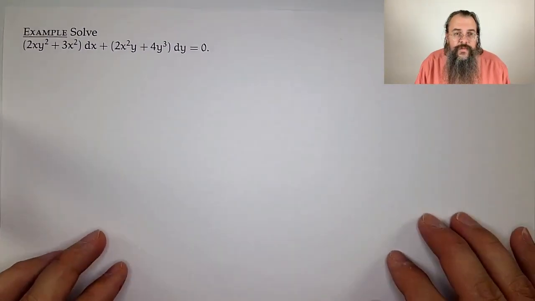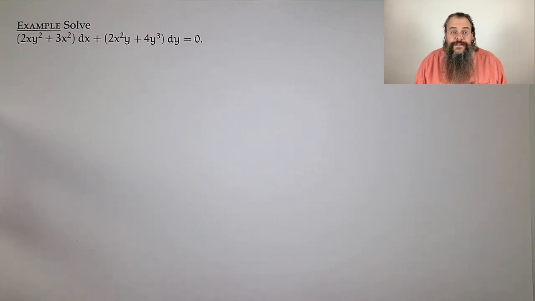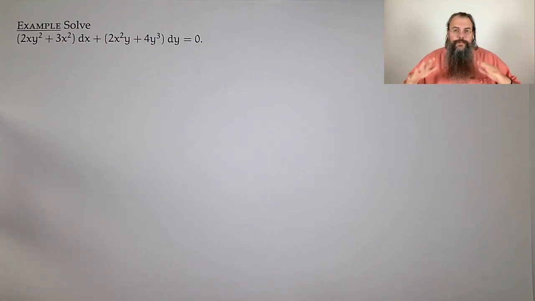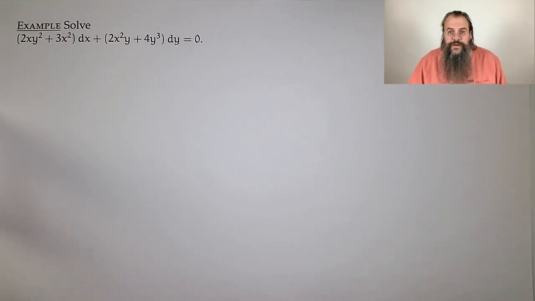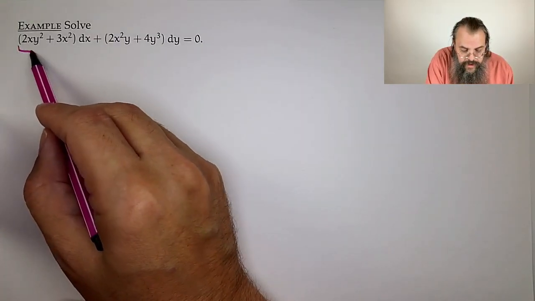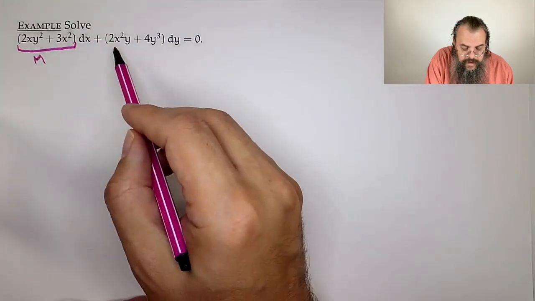All right, so here we go. Solve (2xy squared plus 3x squared) dx plus (2x squared y plus 4y cubed) dy equals 0. So let's go ahead and, before we do our fast method, work through what we would normally do. We'd say, well, do we think this is something which might be an exact ordinary differential equation? So we say, all right, we're going to think of this as our M, and we'll think of this as our N.